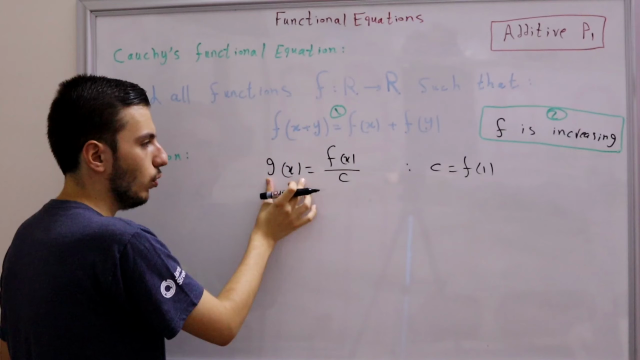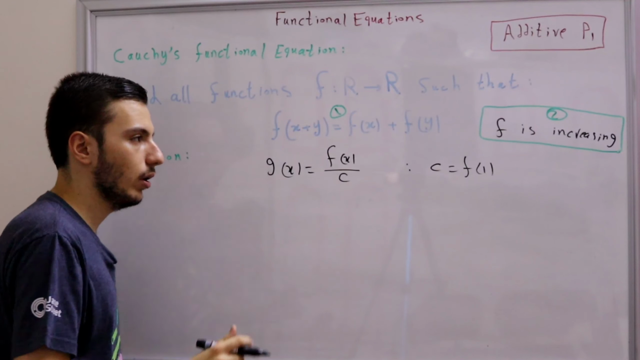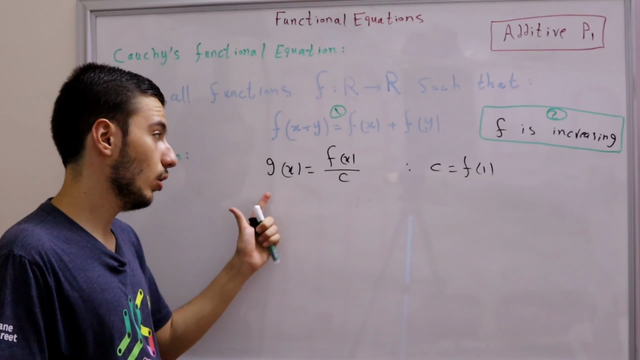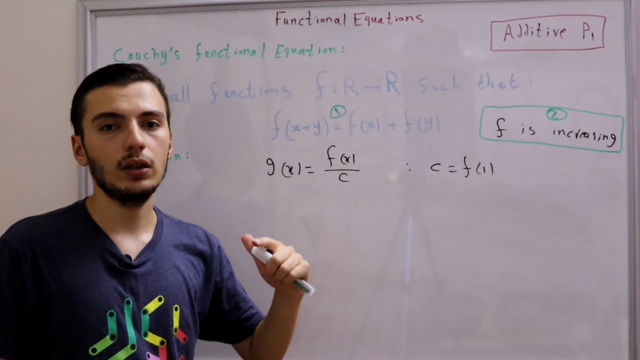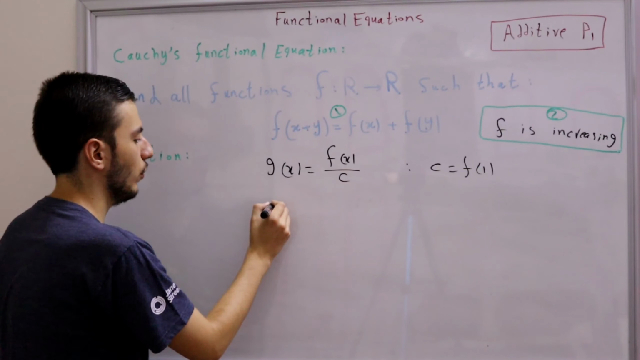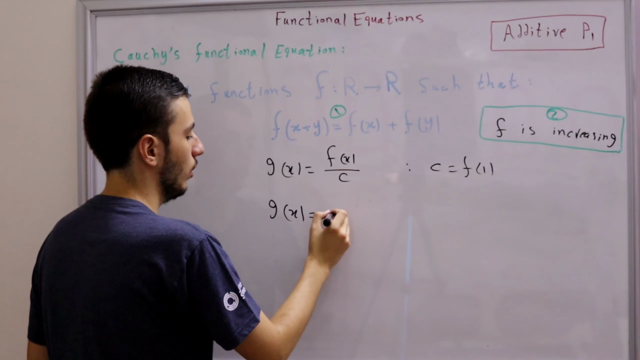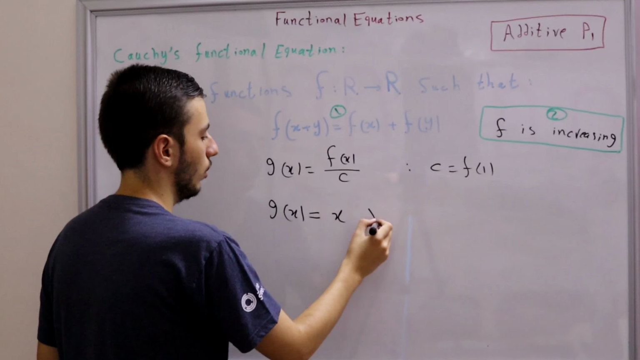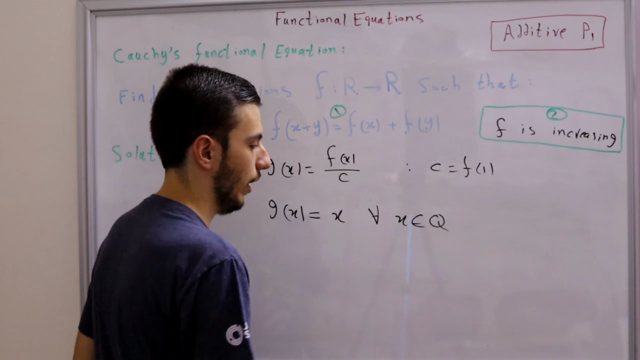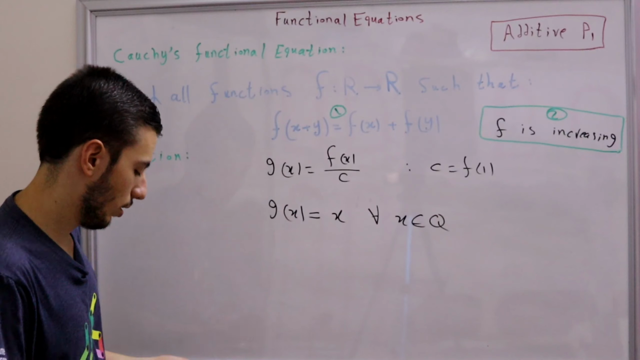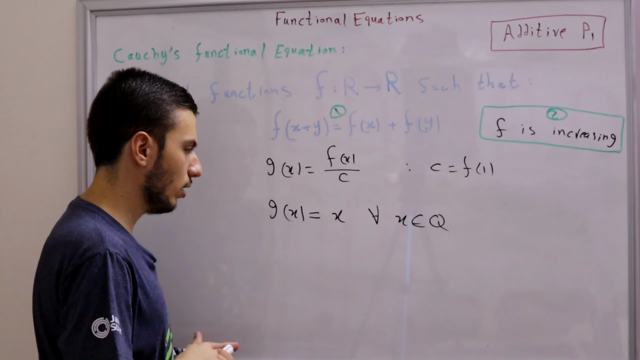So now let's work on g of x. We know from our previous work that g of x is equal to x for all rational numbers. So the first result we can say is g of x is equal to x for all rational x. So we know this, but we need to generalize over R, right?